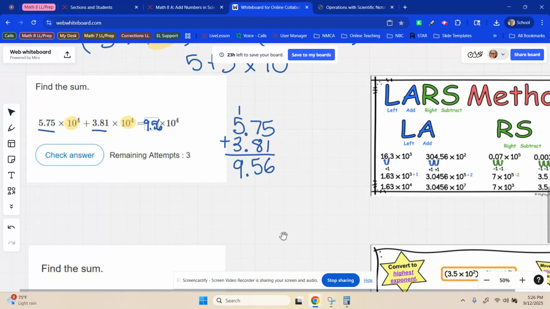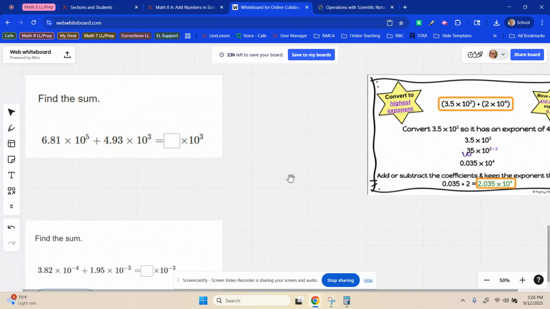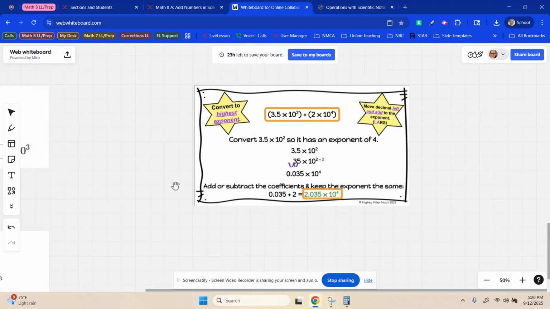But what if they're not? What if the exponent is different, like this next one? Well, guess what? You can still do the problem. Here are the steps here, okay? And I've included this chart. It's attached to the lesson in the lesson notes. So you can download it and have it for yourself.